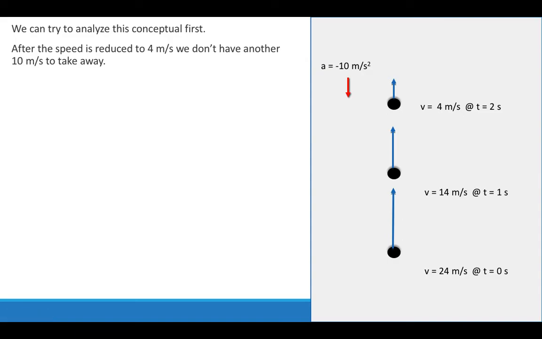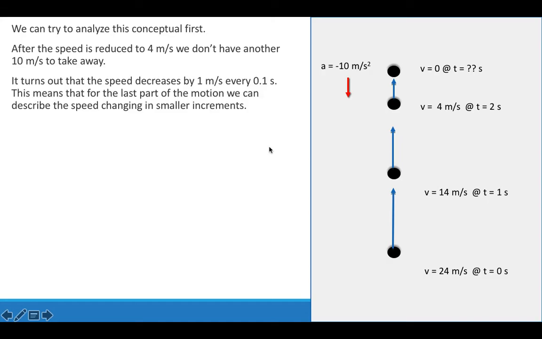What we can do is say, all right, we know that when it reaches the very top, its velocity has to be 0, and we want to know what this time is. Since I can't take away another 10, I know the time is not 3 seconds, because I'd have to be able to take another 10 away to get to 3 seconds. So it has to be somewhere between 2 seconds and 3 seconds.